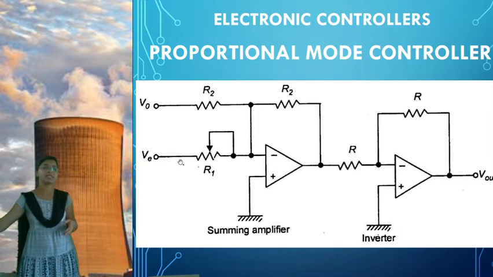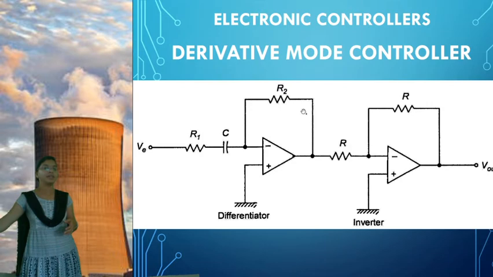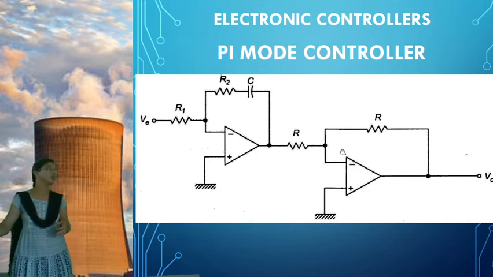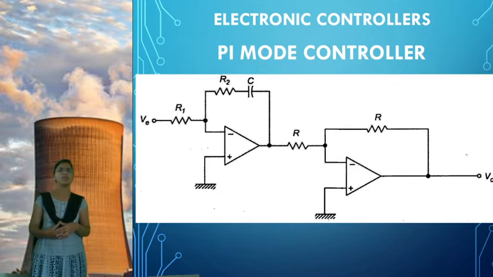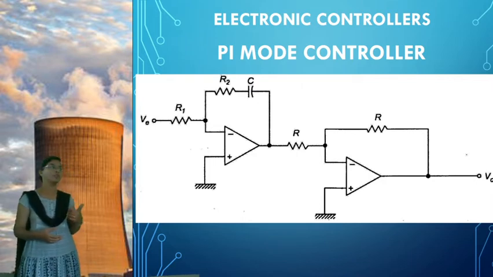Proportional mode input is connected to two, one is V0, another one is VE. So for integral, the capacitor is connected here at the output side, and for derivative, the capacitor is connected at the input side, and the output resistor is connected. Next, we are going for the composite mode. So what is meant by composite mode? In composite mode, we have other types: proportional integral type, proportional derivative type, and proportional integral derivative type.